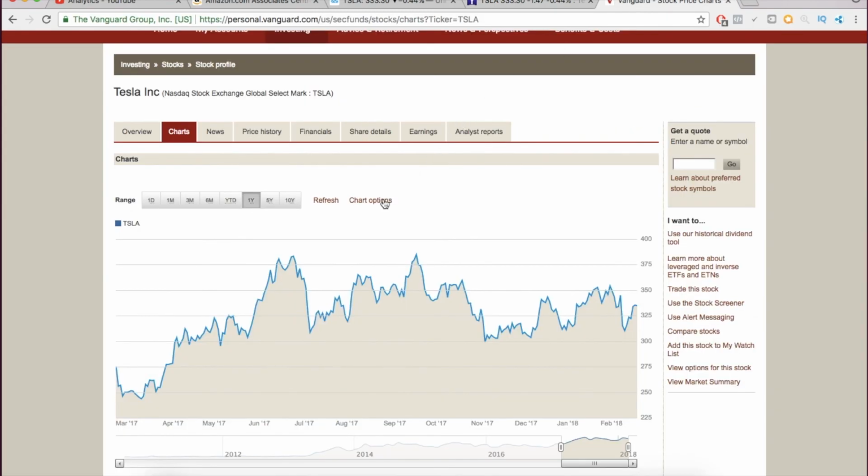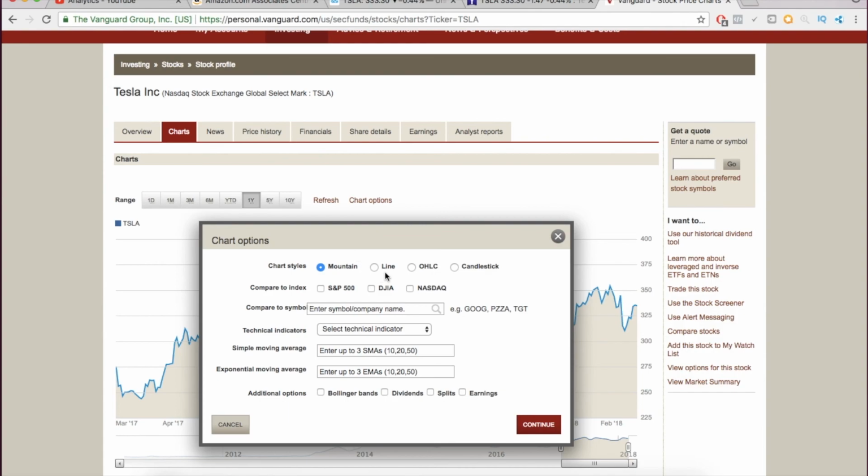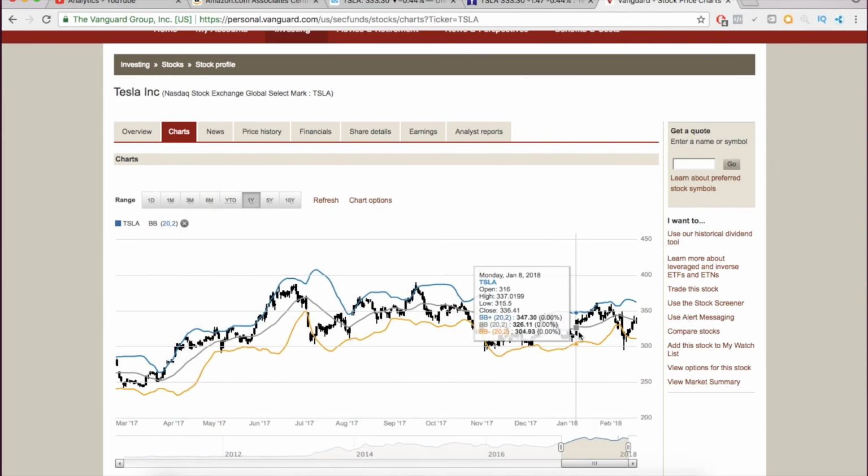So you come into chart options. You can change this into candlesticks, just so you have greater visibility into the price fluctuations. And you're only limited to the Bollinger Bands in this case. And as you can see, it is not a nice picture, at least not to my standards. I wouldn't really use this to do research, technical forecasting or anything like that.